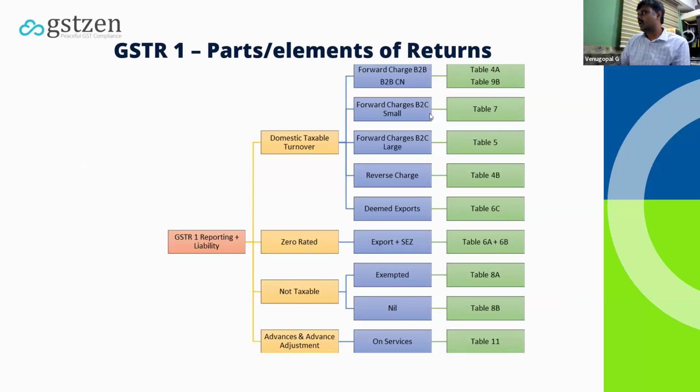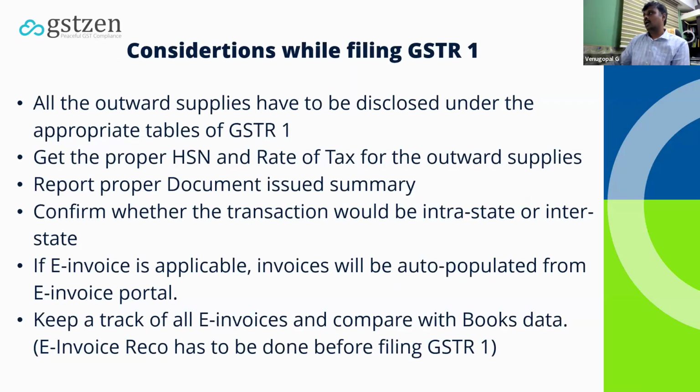So domestic turnover, I have given again a table, a pictorial representation, for easy understanding of the same thing which we have discussed. All outward supplies should be disclosed under respective tables. HSN wise and rate wise is mandatory. Document summary is mandatory. Please confirm whether the transaction would be interstate or intrastate itself. Then, if e-invoice is applicable, data from e-invoice will be auto-populated. Again, Manisha would walk us through how to do the reconciliation of the data coming from the e-invoice portal.